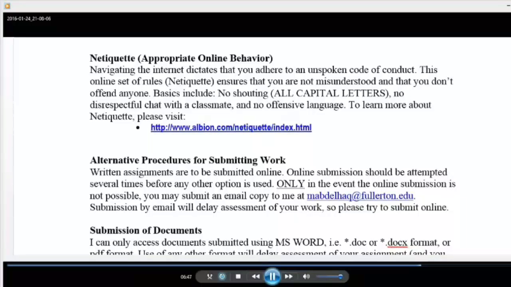So please make sure that you get in the habit of always starting with a greeting, ending with a thank you, and signing your name in all emails. And make sure you include in the subject line the topic that you're emailing about.